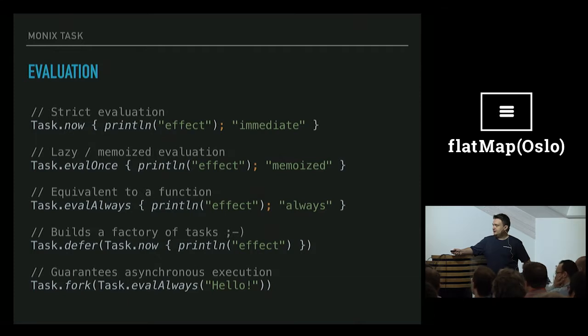Defer transforms any expression that returns a task into a lazy task. It defers the evaluation. Fork guarantees that we have asynchronous execution, so we are forcing an asynchronous boundary. We are sending a runnable in the thread pool. This is useful when we have computationally expensive stuff, and we really need it to execute on another thread for some reason.